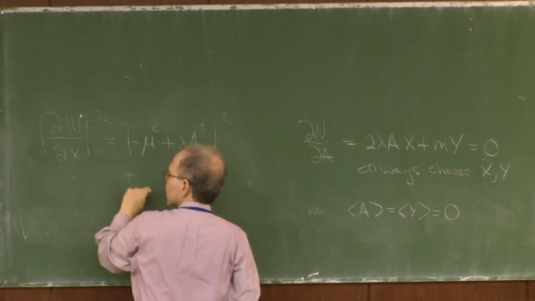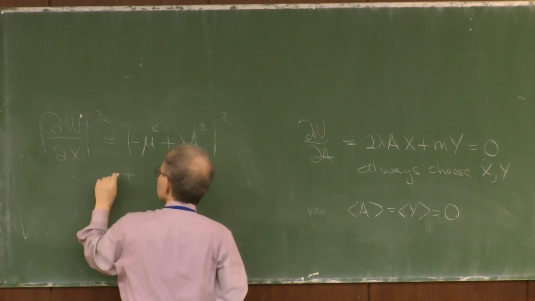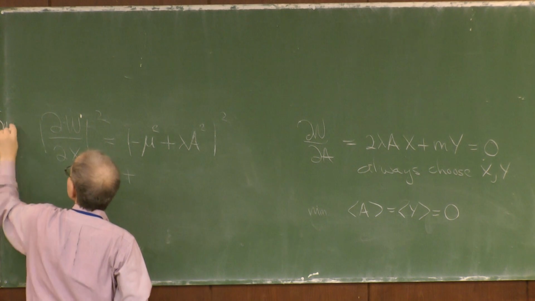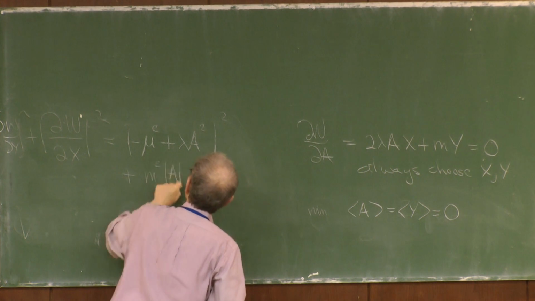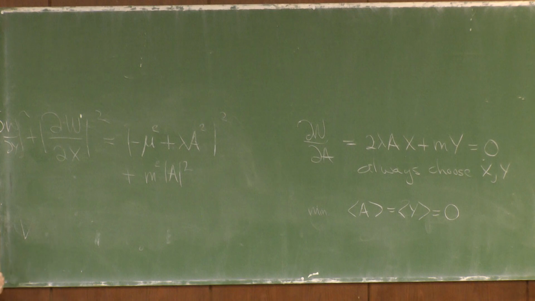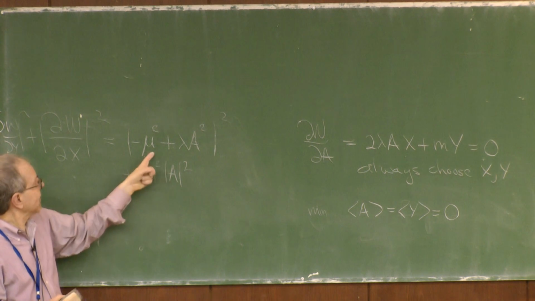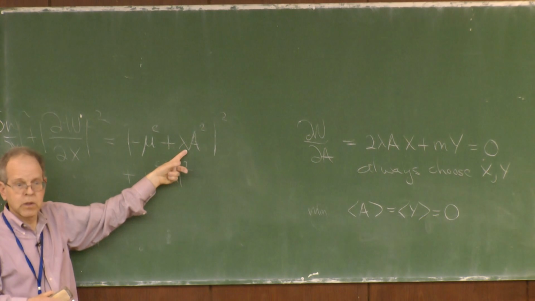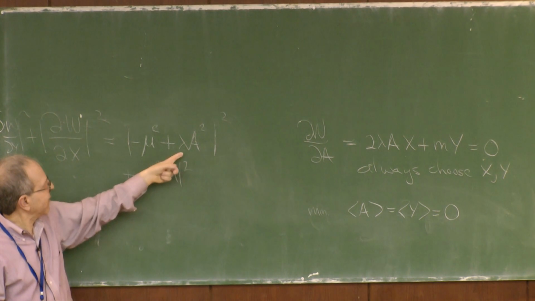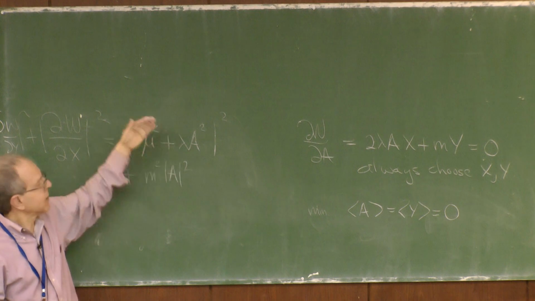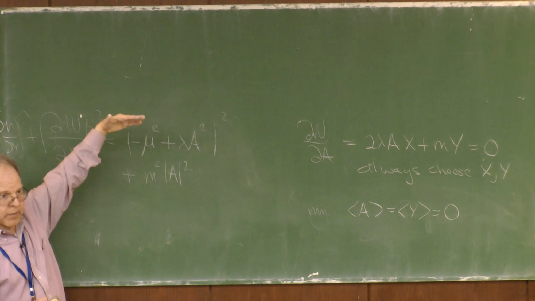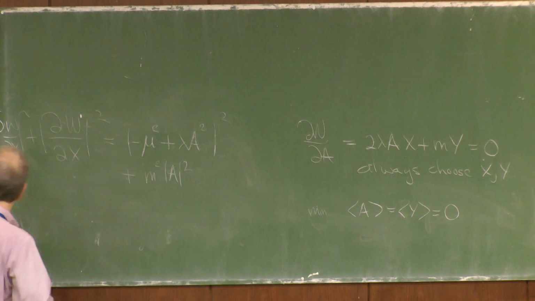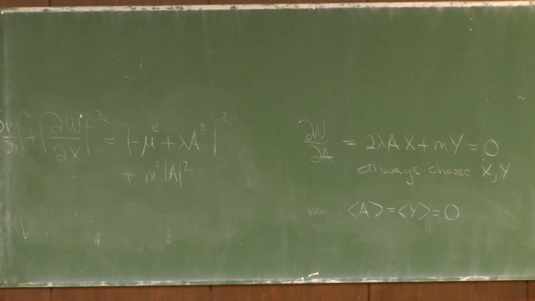And then dW/dY squared has a term plus m squared A squared. So just stare at this. You see I've got m squared A squared, and then I've got a cross term here with an absolute value. So if I assume lambda and mu are real, this pushes down the mass of the real part of A and pushes up the mass of the imaginary part. So this is the imaginary part of A. This is the real part.